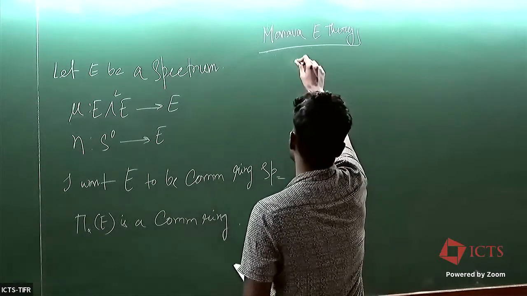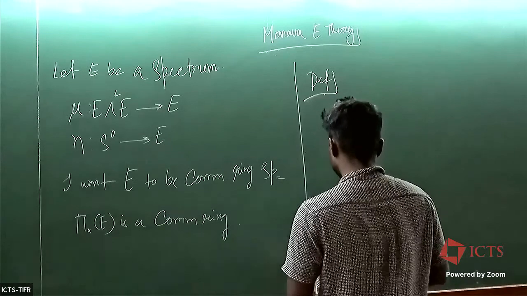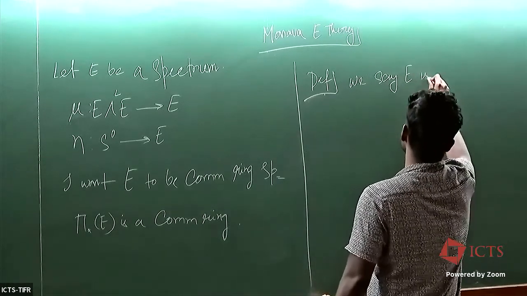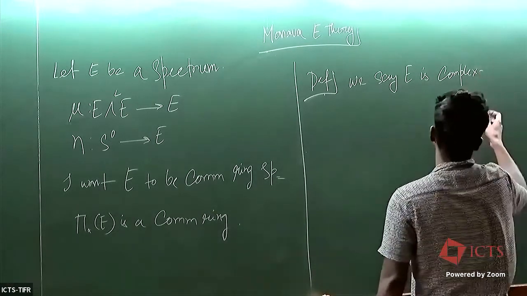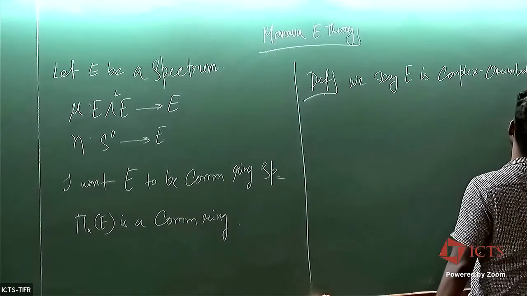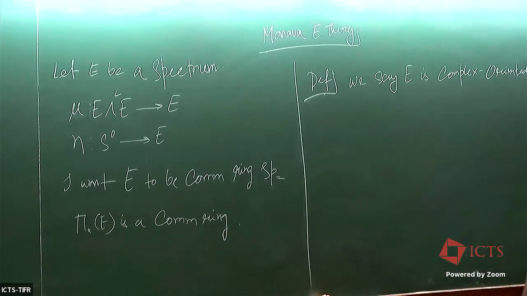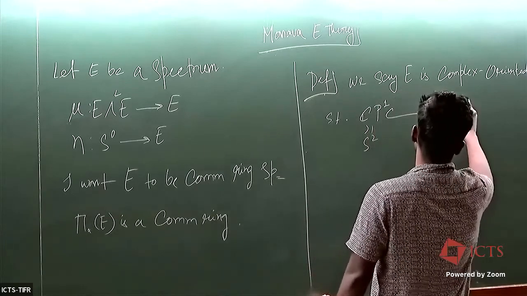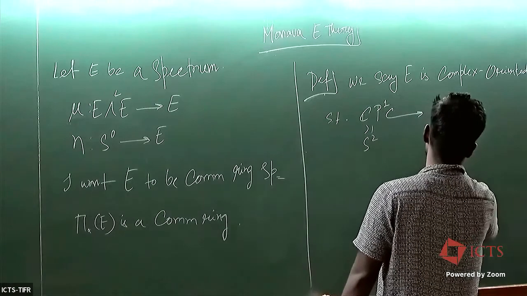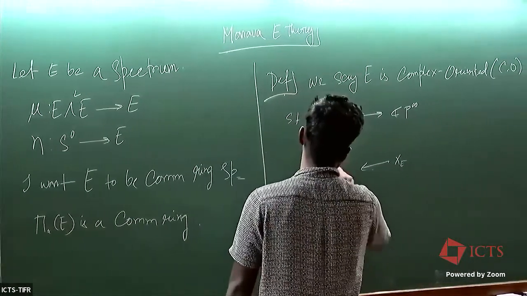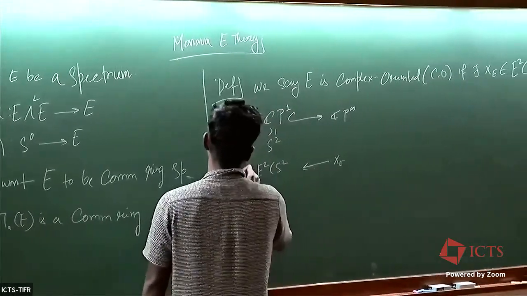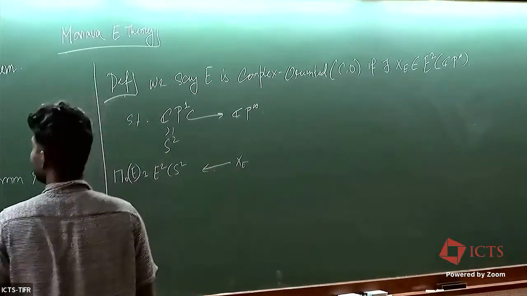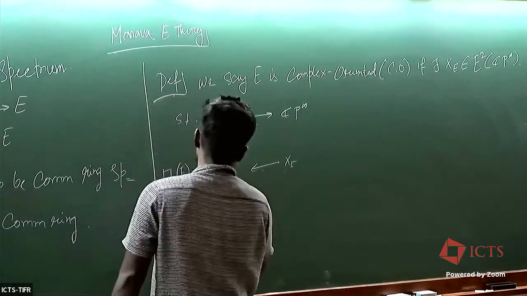So now a definition. We say E is complex oriented, or CO, I'll write it like that, if there exists a class XE in E2 of CP infinity such that when you take the inclusion map CP1, which is just S2 inside CP infinity, in the cohomology, XE goes to E2 of S2, which is just pi naught of E, and XE restricts to the unit map here. So XE goes to the unit in here.